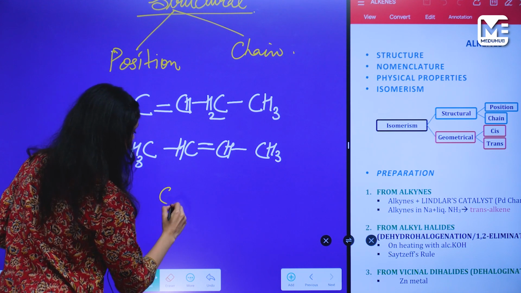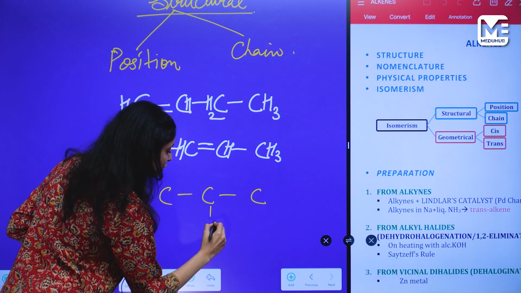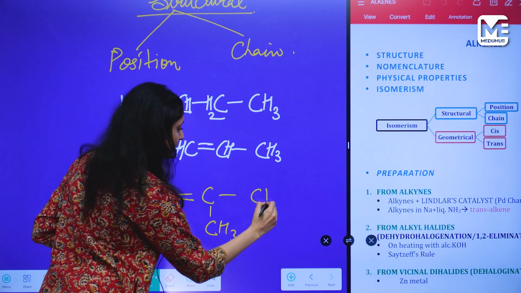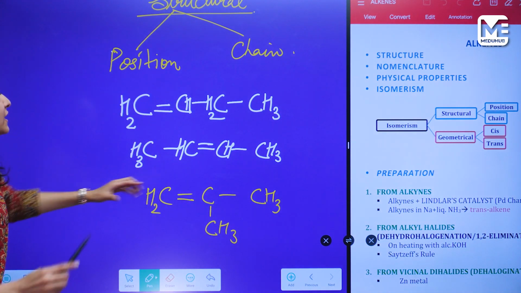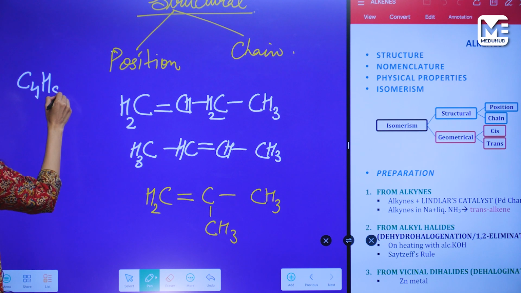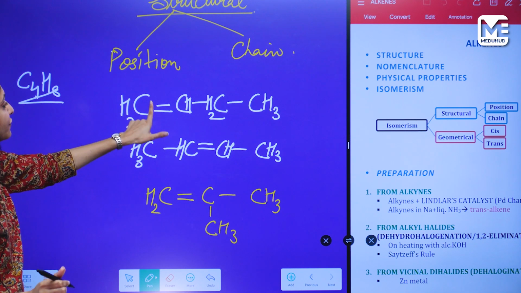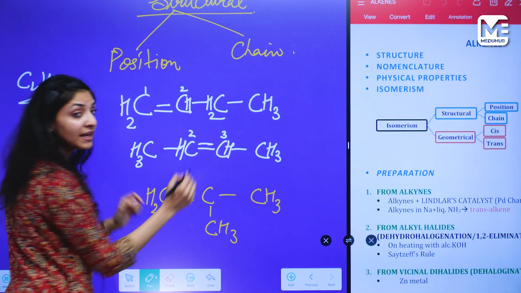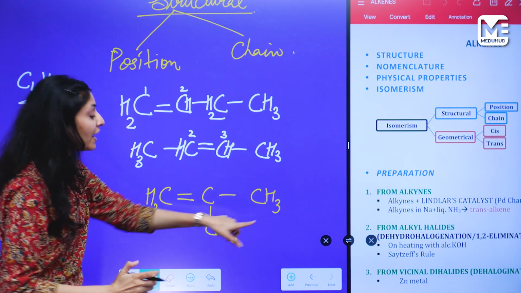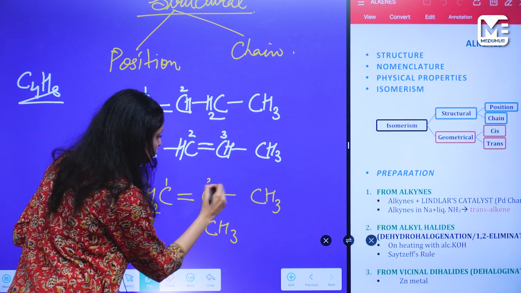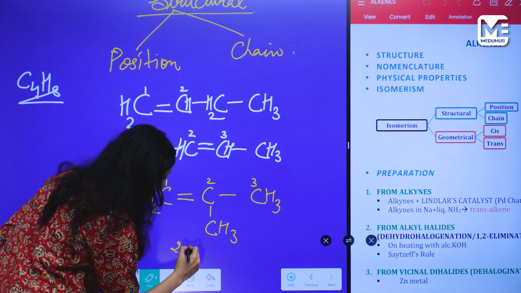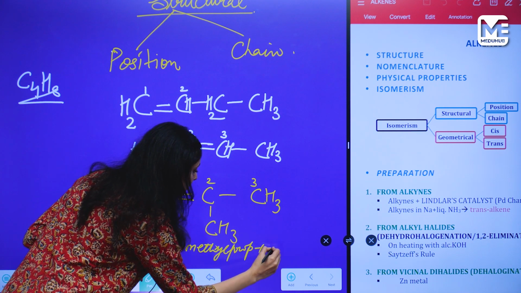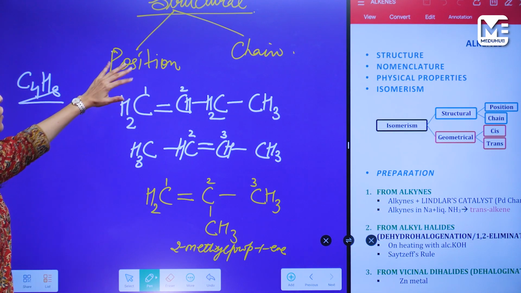There is another possibility where you need more space. There is a branching here and the double bond is here. CH2, CH3, CH3. Now all of these are C4H8. All of these are butenes, but the difference is in the first one the double bond is between carbon 1 and carbon 2. In this the double bond is between carbon 2 and carbon 3. Here there is branching at the second carbon, and how will we name it? We will write it as 1, 2, 3, 2-methylprop-1-ene. All these are isomers of butene.